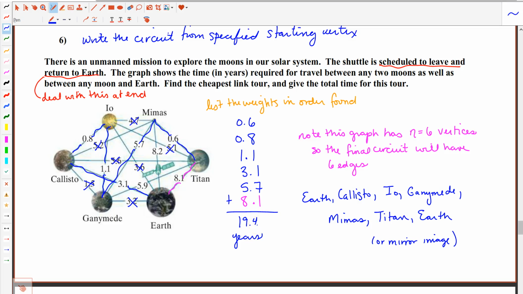And then as a reminder, when you go to run this algorithm, I will require that you list the weights in the order found. And I want you to notice, because of the nature of what the algorithm is saying, that these weights will always be in ascending order.